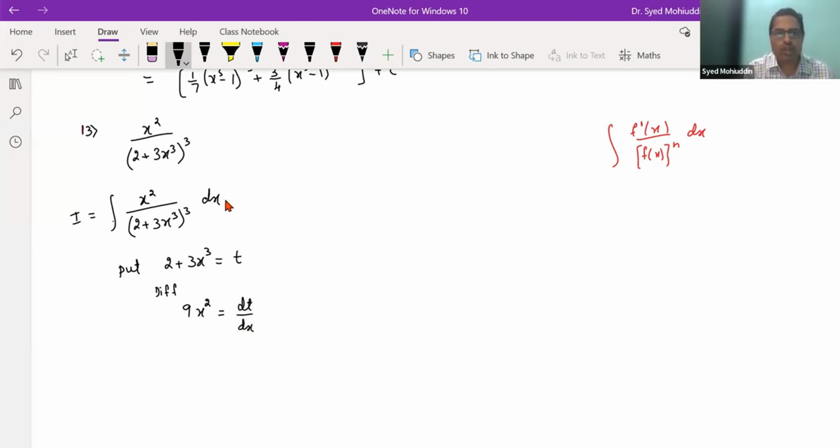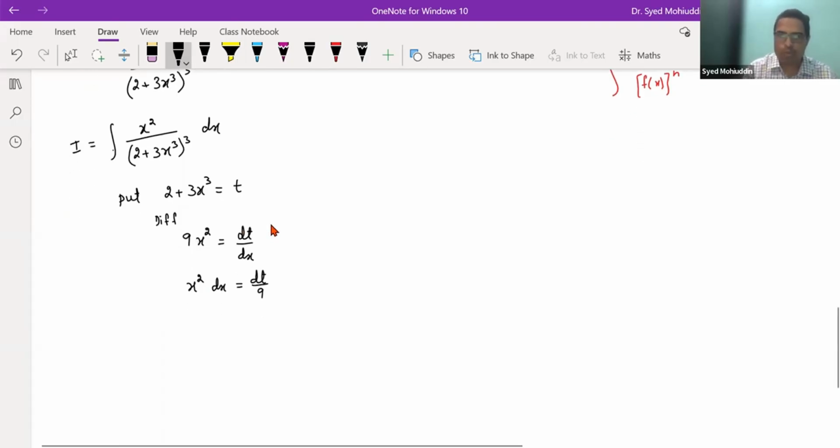What I want is only x square into dx, right? So cross multiply this dx on the other side and 9 on this side. So x square into dx will be equals to dt by 9. Now just try to put this value of t as well as this value back in the given integral. So I'll be getting the integral as I is equals to integral of how much? It is dt by 9. dt by 9 whole divided by this value, which is nothing but t. So we'll be getting t cube.